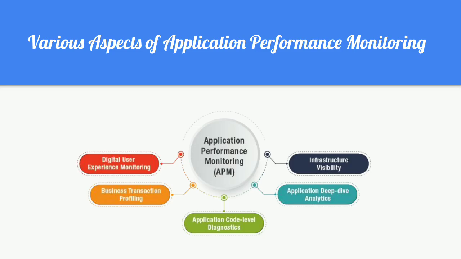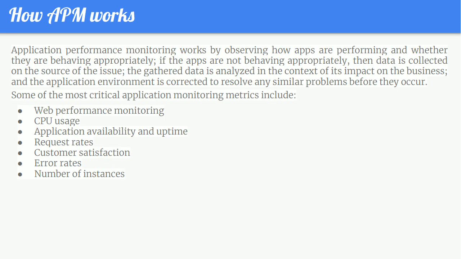Various aspects of performance monitoring: digital user experience monitoring, business transaction profiling, application code level diagnostics, infrastructure visibility, application deep dive analytics. How APM works. Application performance monitoring works by observing how apps are performing and whether they are behaving appropriately. If the apps are not behaving appropriately, then data is collected on the source of the issue. The gathered data is analyzed in the context of its impact on the business, and the application environment is corrected to resolve any similar problems before they occur.